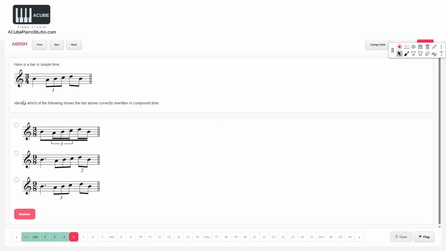Alright, next question here. Here's a bar in simple time. Identify which of the following shows the bar correctly written in compound time. So for this one, this is 3/4 time. All of these do not have the same time signature, so we need to convert it. From simple time to compound time, there's a formula. We will times 2 at the bottom, and times 3 at the top. So it should be 9/8.